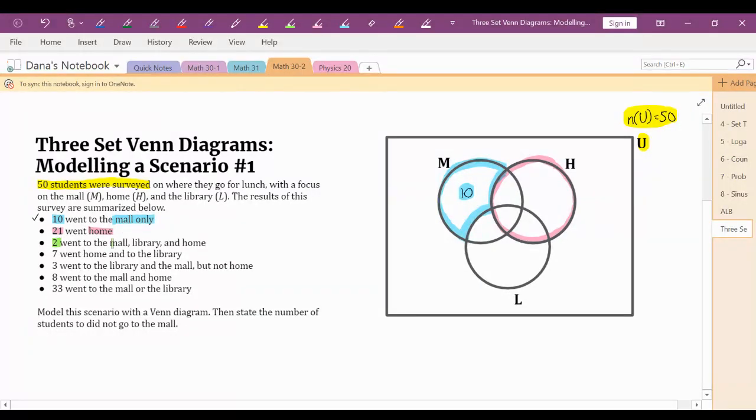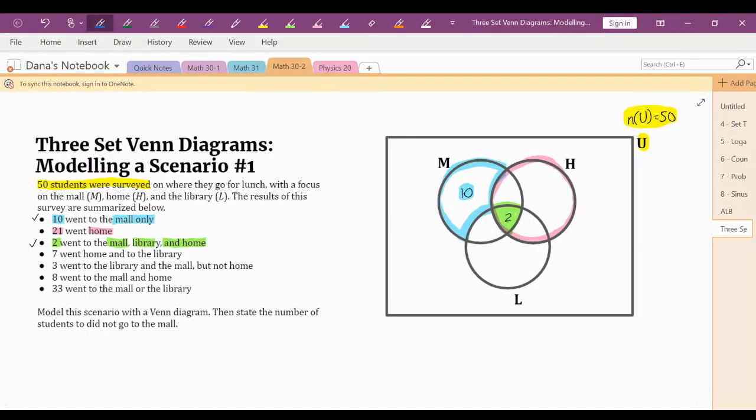2 went to the mall, library, and home. That would be the overlap of all 3 circles right here. So we're going to fill that in because that is a specific region. We know that 2 people did all 3. So let's check off that statement.